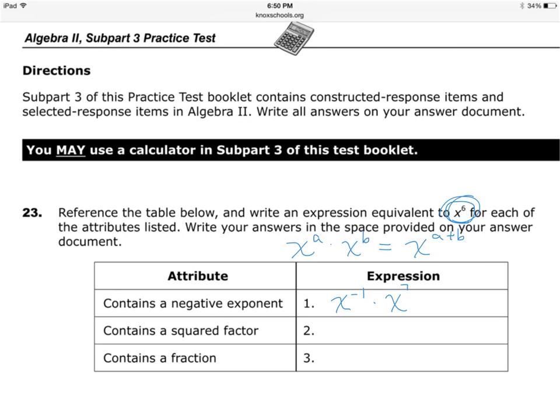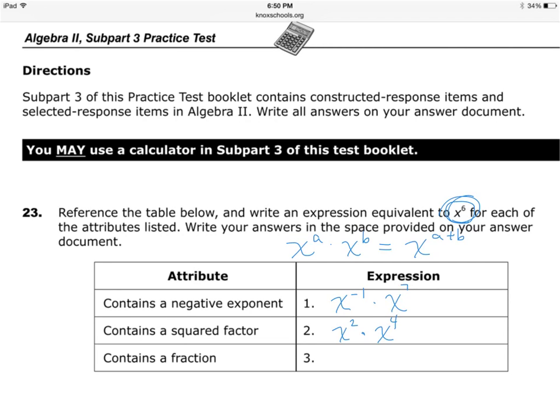Number 2, they want you to write an expression that contains a squared factor. That means x to the power of 2. So I'm going to use my multiplication power again. So my other power would have to be 4, so that those powers would add to 6.